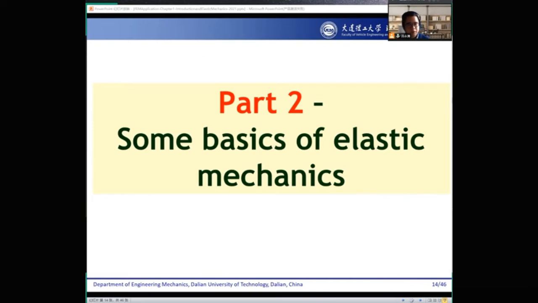Okay, now part 2, some basics of elastic mechanics. This is also a review of previous knowledge. If you don't understand what I'm talking about, or if you don't know those basics, I suggest you find some books and read through them to understand the basics. Once you know them, it is much easier to understand this lecture and this course.